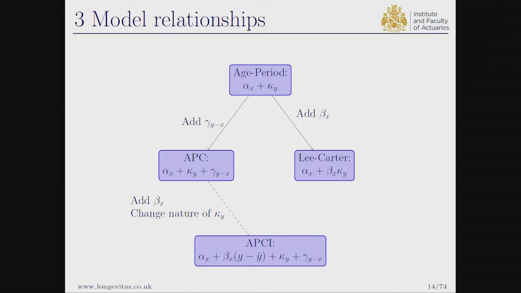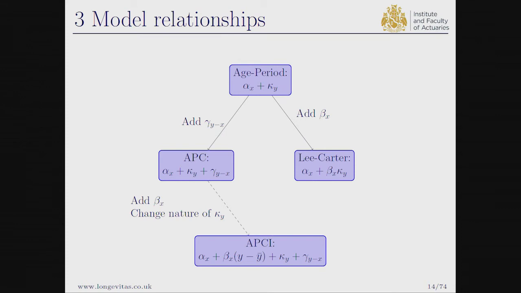Now, this changing the nature of kappa is actually quite important. We'll see later on in the talk how, although the terminology looks the same, with both having a kappa and a gamma term, the two models are actually very different, and the nature of kappa and gamma are actually also very, very different indeed. That's not necessarily obvious just from looking at the formulae on the board. That's why there's a dashed line rather than a solid line, because the APCI model is not a straightforward generalization.